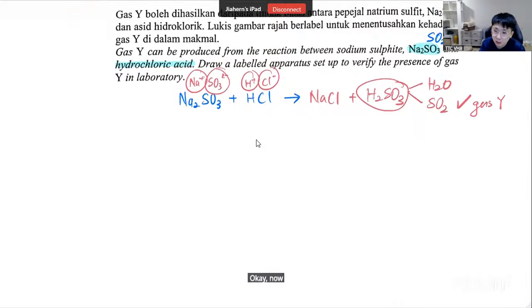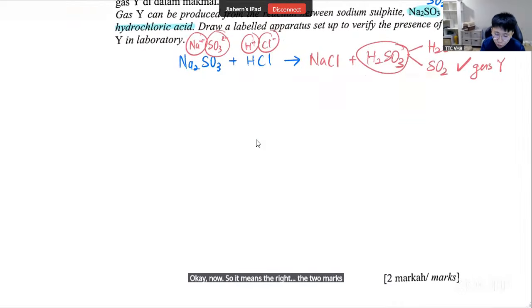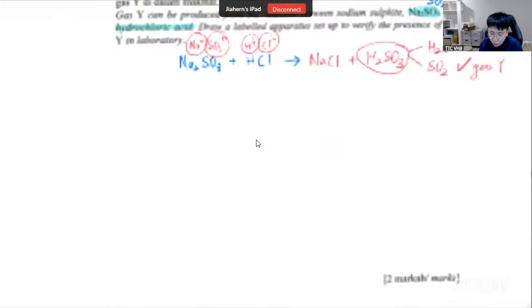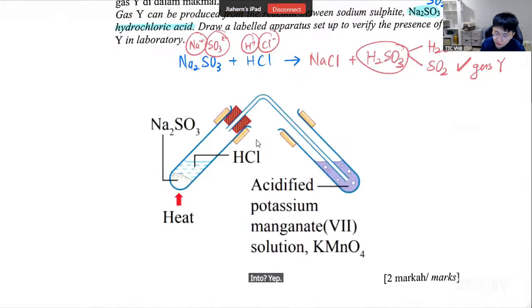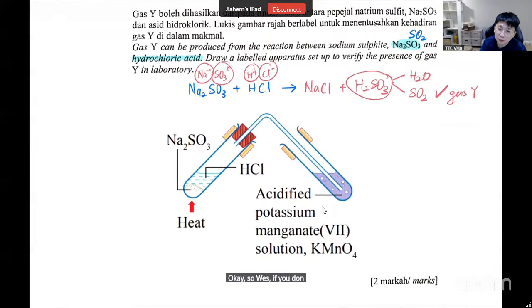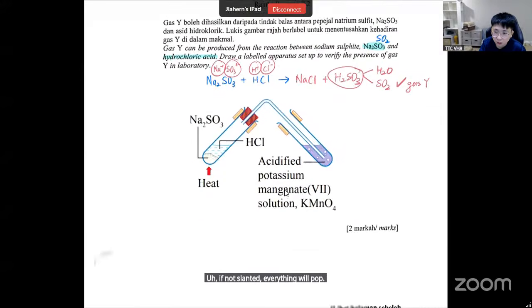Okay, so the 2 marks here are for you to draw this out. If you don't remember, it's okay, guys. 2 marks, let it go. Must it be slanted? Yes, it must be slanted. If not, you'll pour out. If not slanted, everything will pour out. Okay, good. All good?